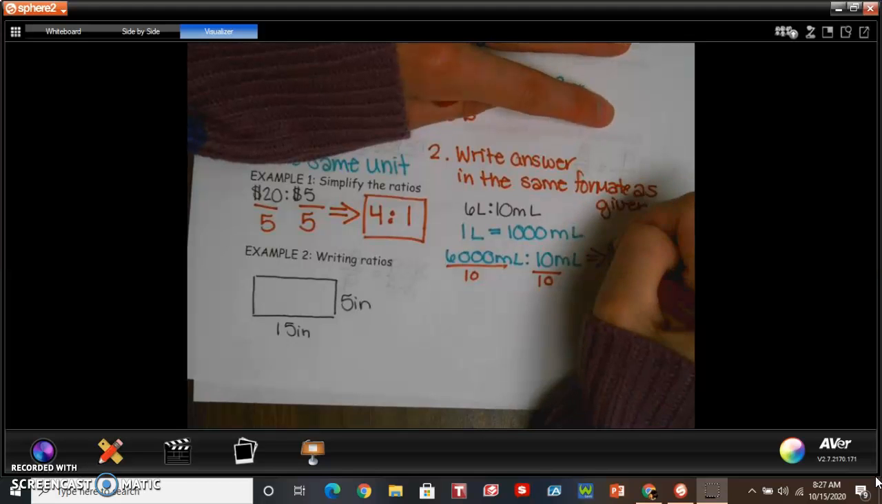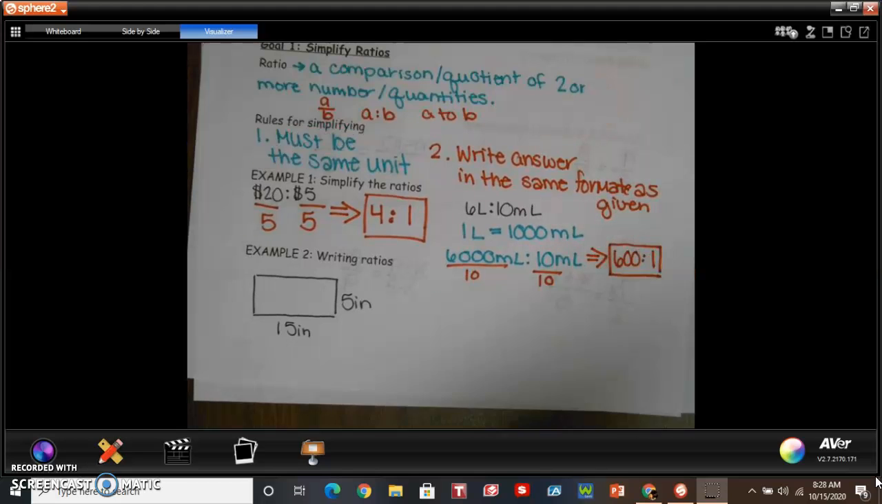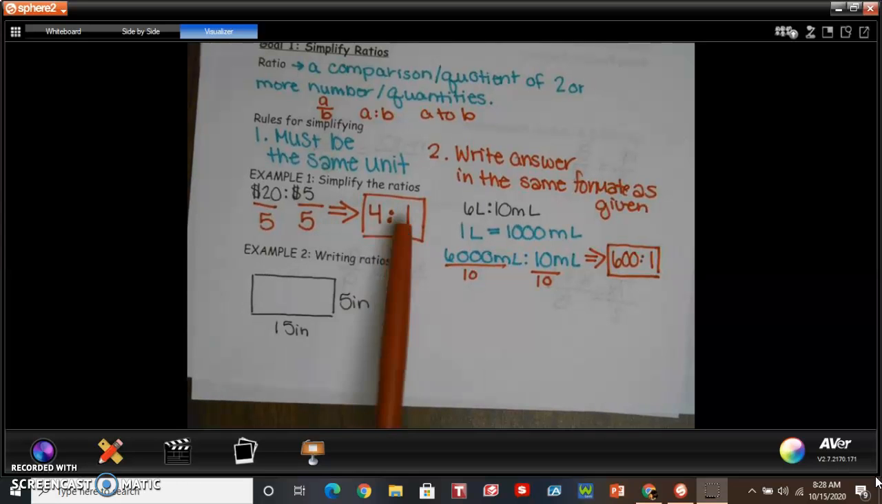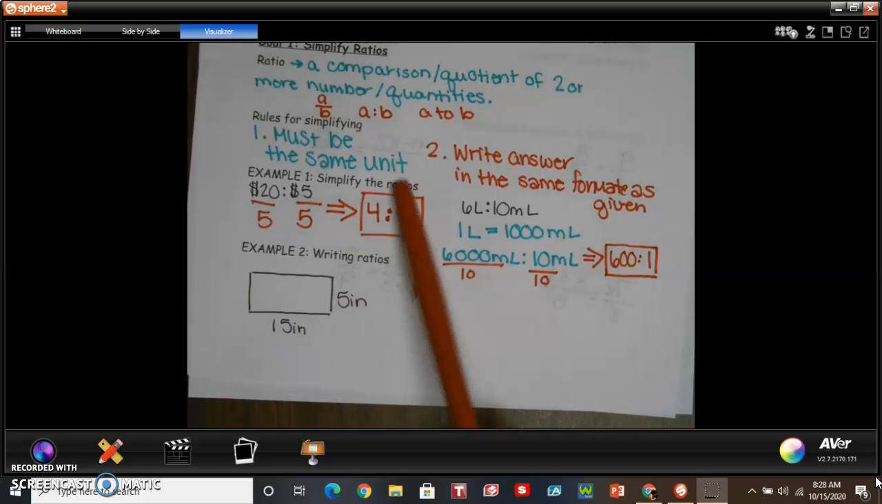Remember, your answer has to be in the same format it is given. All right. Now, on questions like this in your homework, you are going to have to type it in. Please do not put any spaces in, okay? Like, don't put any spaces.